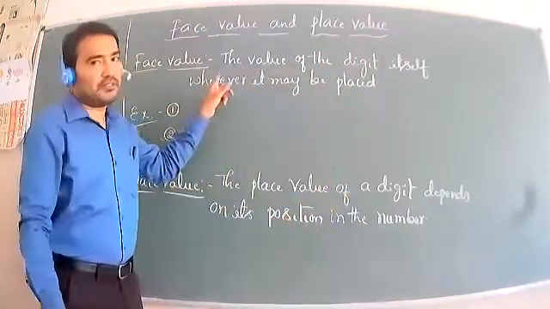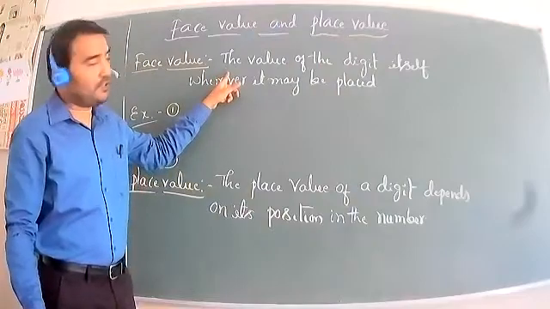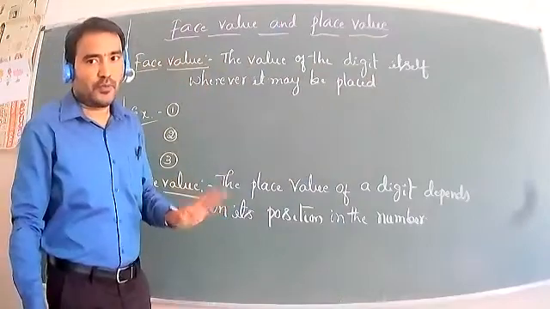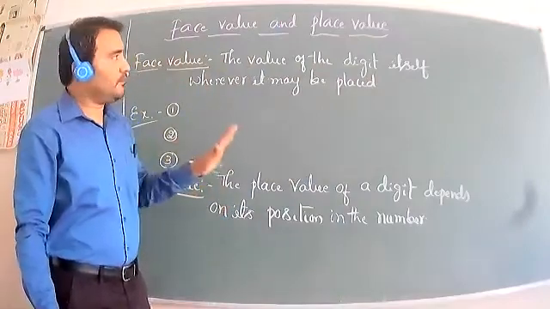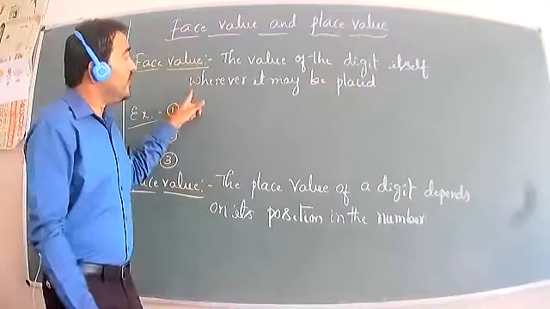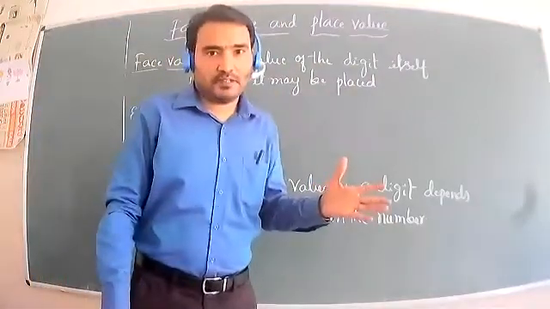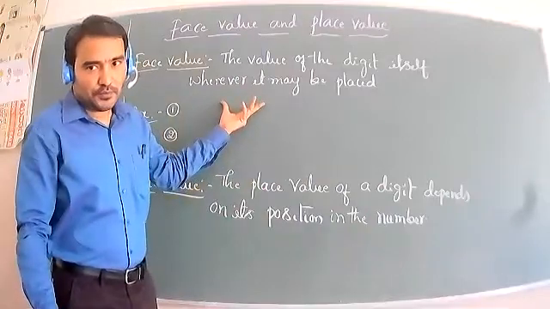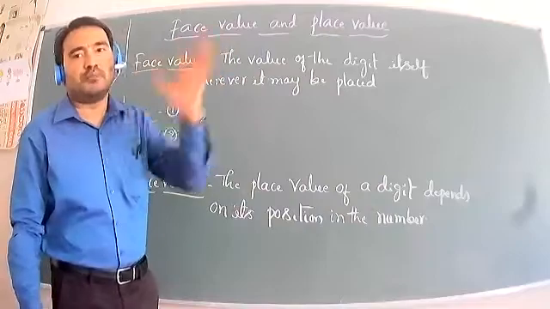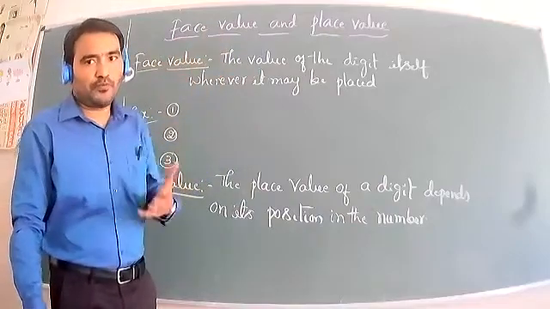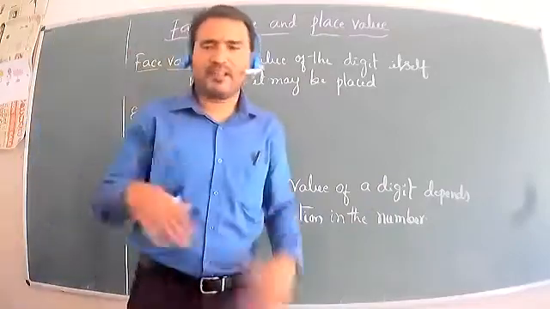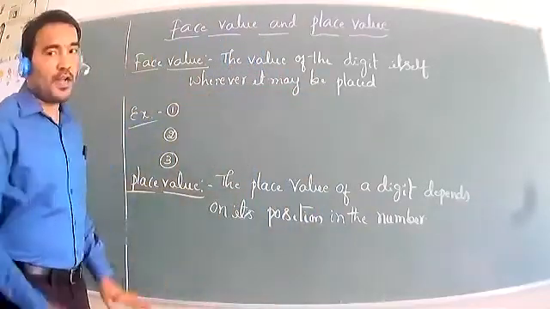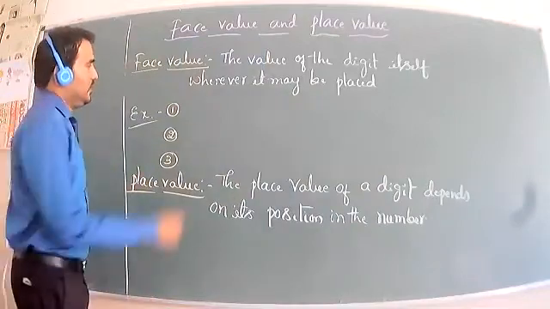Once again I will repeat the definition of face value: the value of the digit itself, wherever it may be placed. That is called face value. We read the number, the value of the number, so it is 2, 4, 5, wherever it may be placed. Now concentrate, I will show three examples.